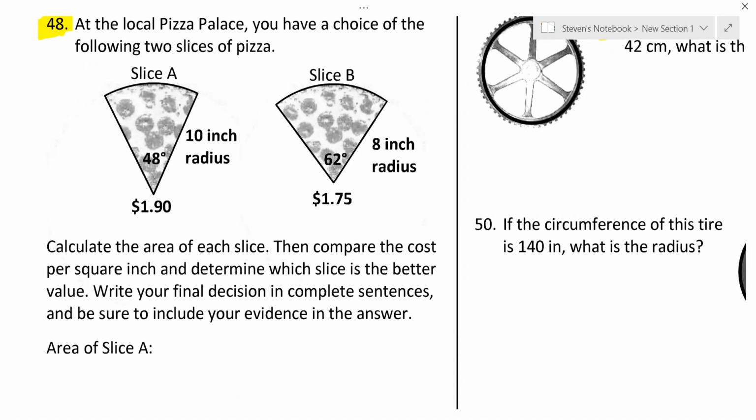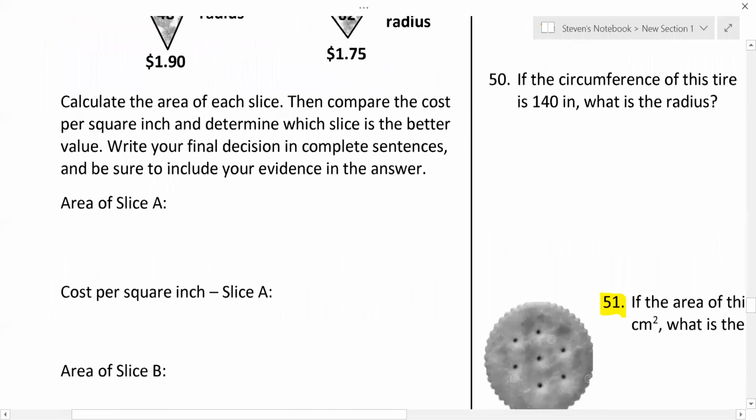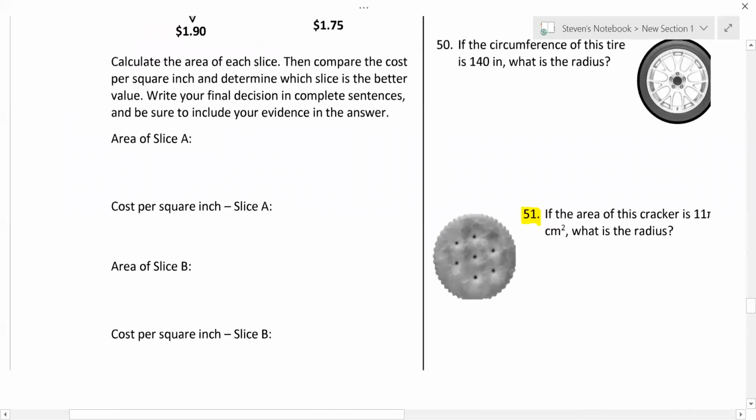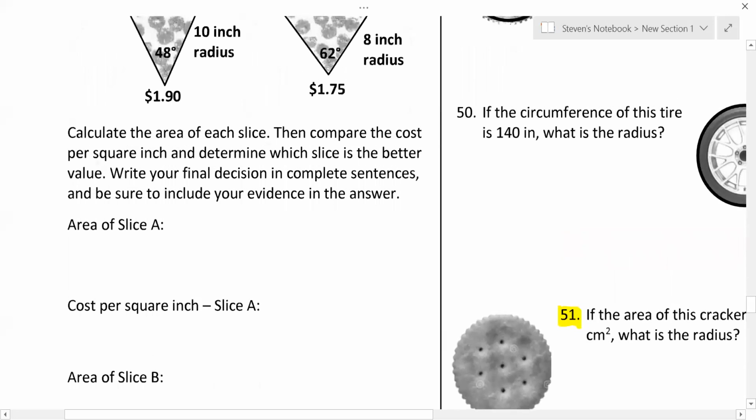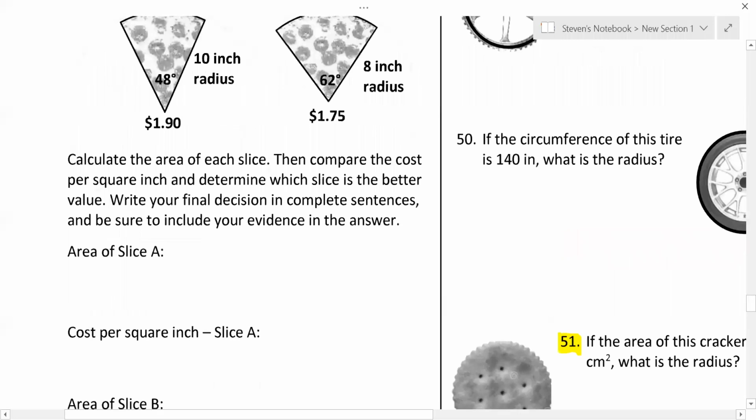So slice A is $1.90, slice B is $1.75. I almost want to say, who cares? It's only 15 cents, but it's cool to be able to use math and answer these types of questions though. Write your final decision in complete sentences. So I'll guide you through this one and then you guys can write your final decision in complete sentences. So we just need to find the area of each slice, right? And then compare it to its cost.